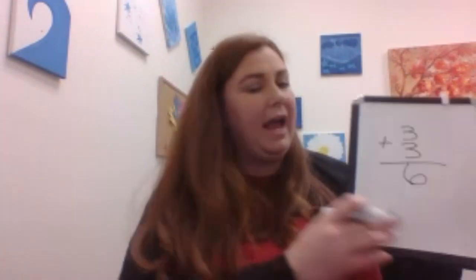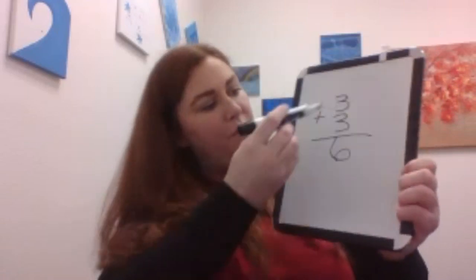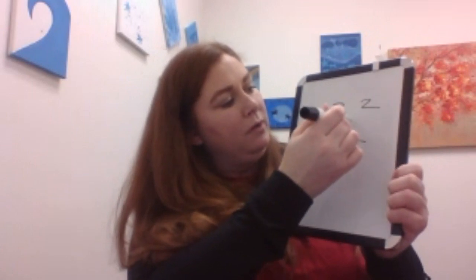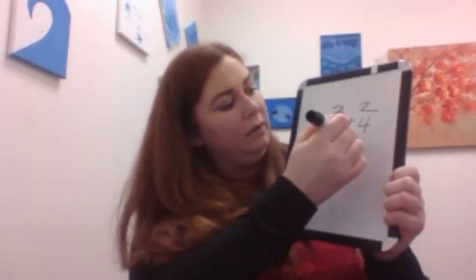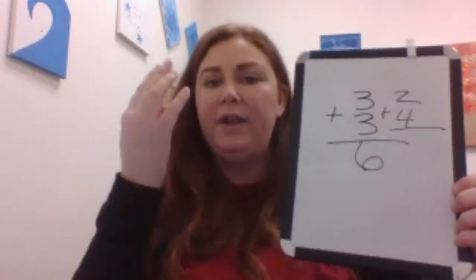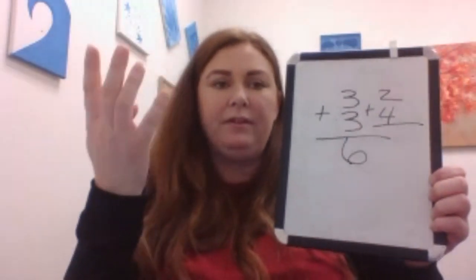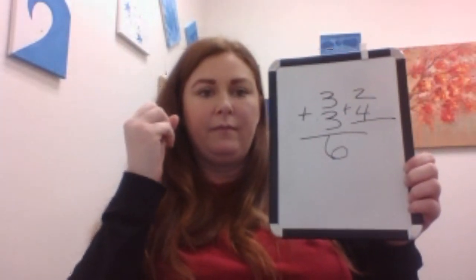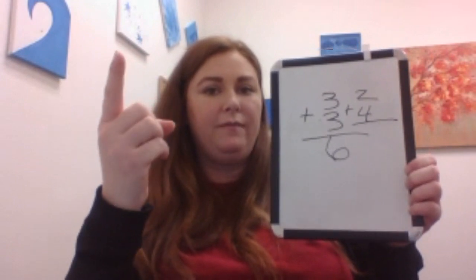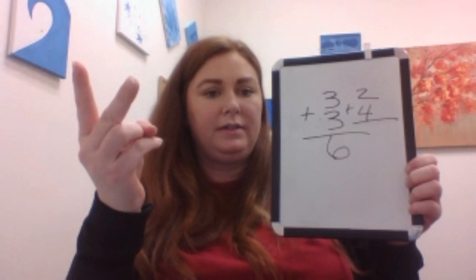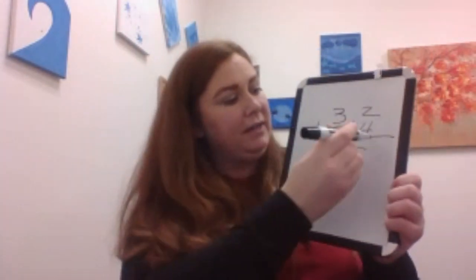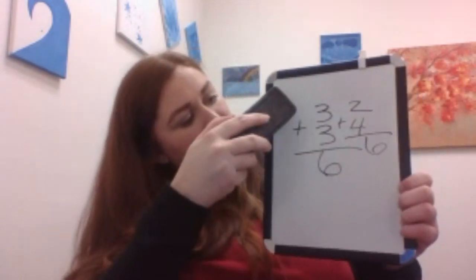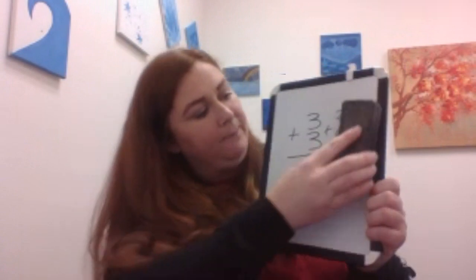So let's see how else can we get 6? Okay, so if we know that 3 plus 3 gives us 6, what about 2 plus 4? So if we have 4 and then we keep counting, let's see what we get. So what comes after 4? 5, 6. That's 2. So that gives us 6. Those are 2 different ways that you can get 6. So you could get 6 by 3 plus 3, or you could get 6 by 2 plus 4.